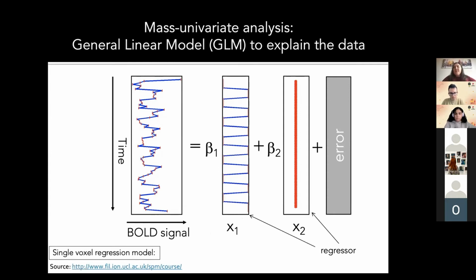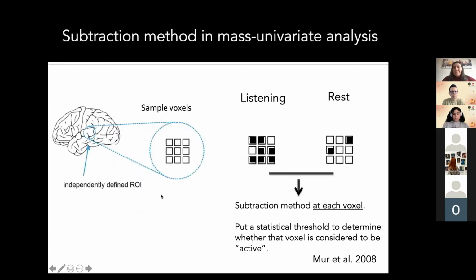And then in the end, what we are trying to do is estimate these beta values that correspond to each of our conditions. These reflect the contribution of that particular condition. So for example, the contribution of listening or the contribution of the rest period to that particular voxel activity, the bold signal, okay?